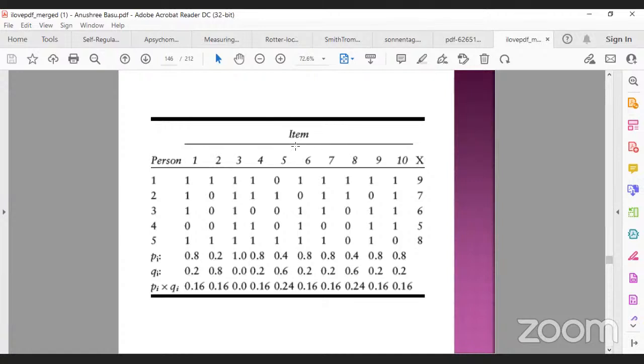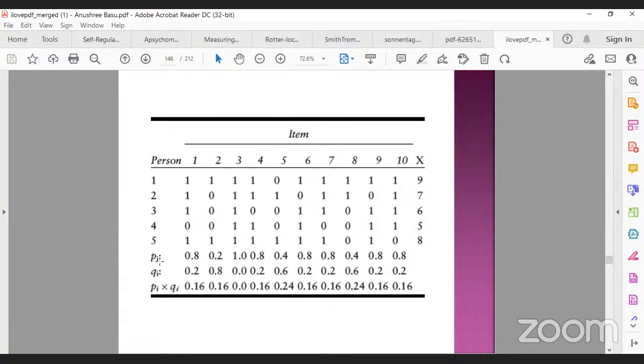So this is one example. Sorry, these are the items, and these are the persons, 1 2 3 4 5, and the response type is 0 and 1. It can only be 1 or 0; there is no other possibility. Here it is written 9. This is the sum of people who have a correct answer on one item, that is 9: 1 2 3 4 5 6 7 8 9.